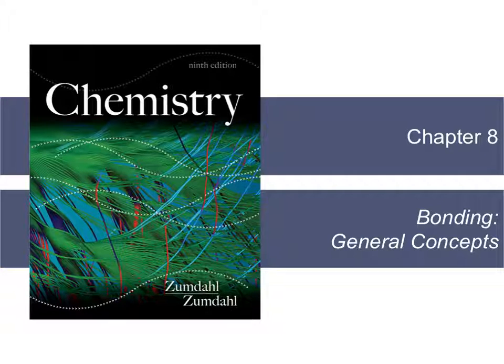In this chapter, we're going to take a look at bonding, both ionic bonding and covalent bonding, and we are also going to review Lewis structures.